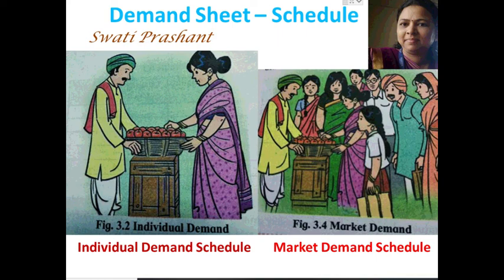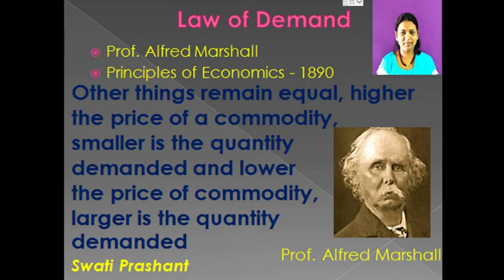Our observation was that when there is a high price, a smaller quantity of the commodity is demanded, and after a fall in price, a larger quantity of the commodity is demanded. The law of demand is the backbone of today's discussion. Famous economist Professor Alfred Marshall proposed this theory in his book, The Principles of Economics. Professor Alfred Marshall says, other things remaining equal, the higher the price of a commodity, the smaller is the quantity demanded, and the lower the price of a commodity, the larger is the quantity demanded. We have seen many examples in this context.